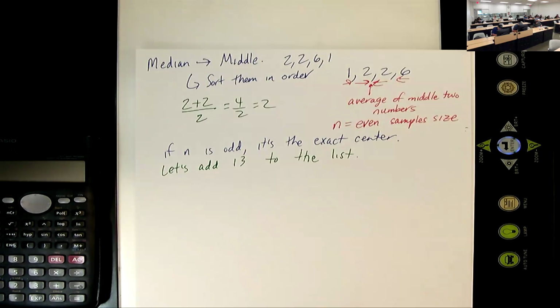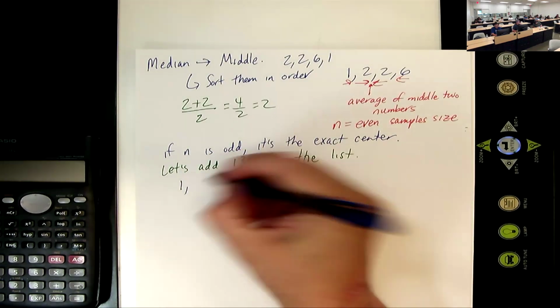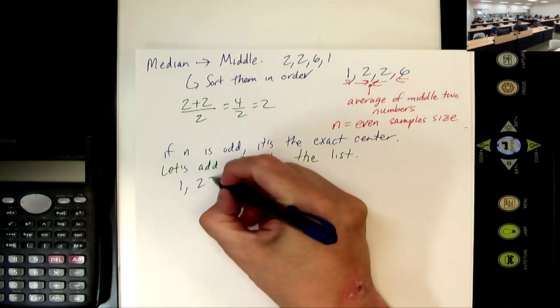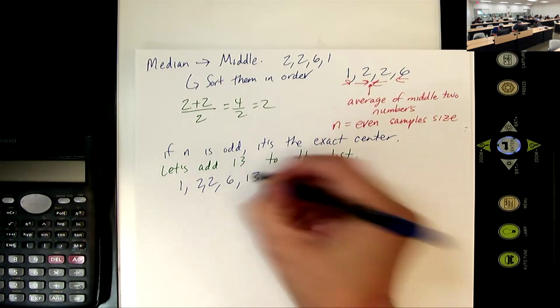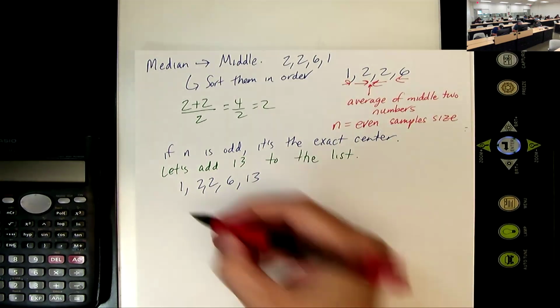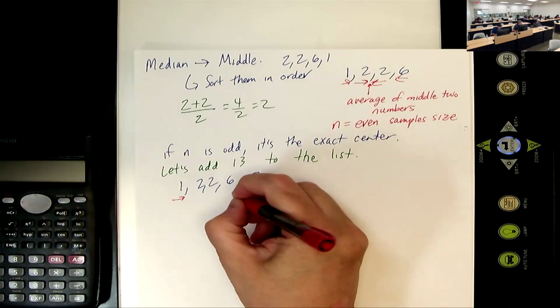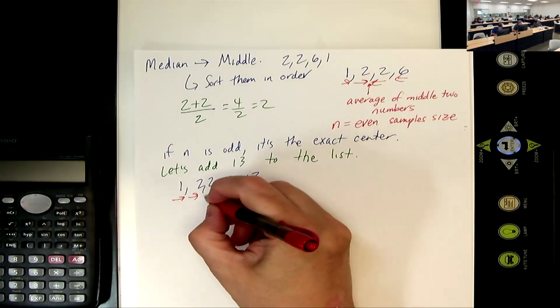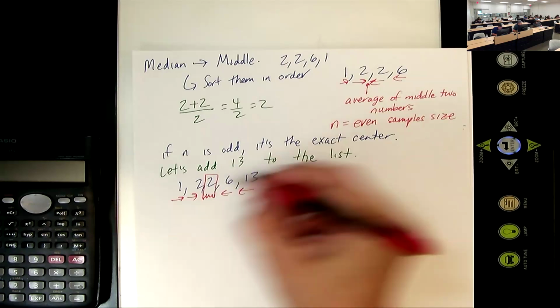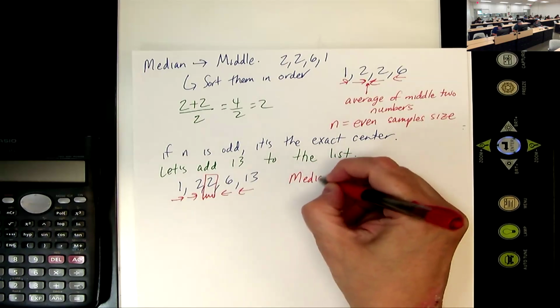Now, if I put them in order: 1, 2, 2, 6, 13. I can count in one at a time, and I just got a single number in the middle, so the median is 2 here also.